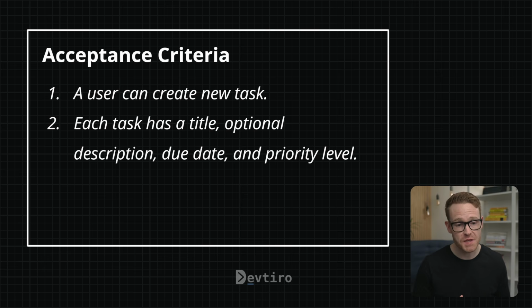So in this case, a user can create a new task, and each task has a title, optional description, due date, and priority level. Right now we haven't built anything, so both of these statements are false. But once we implement the create task feature, both of these statements should be true, or at least they should be true for us to consider this feature complete. So whereas the user story in the 3-sentence structure gives you a lot of high-level context, these are a bit more specific, and together they represent the features that we are going to implement for the task app build.